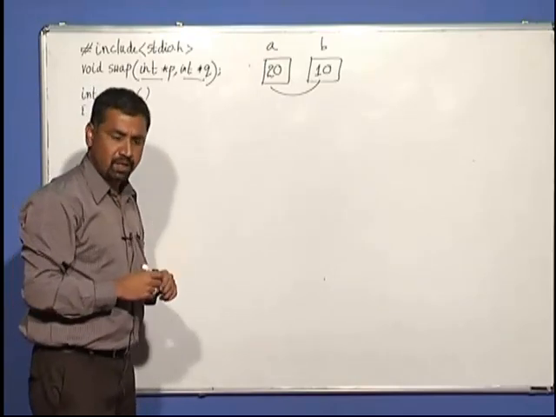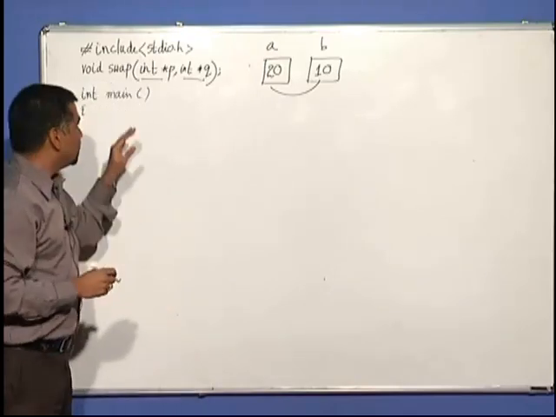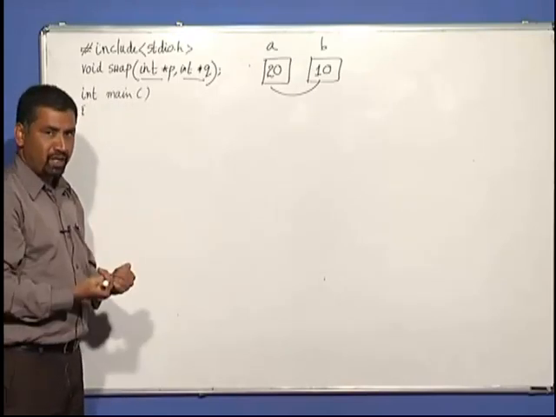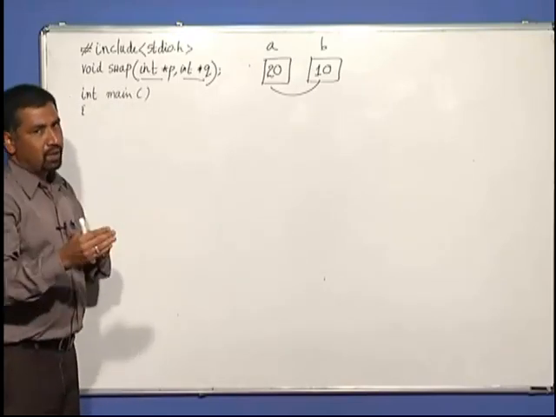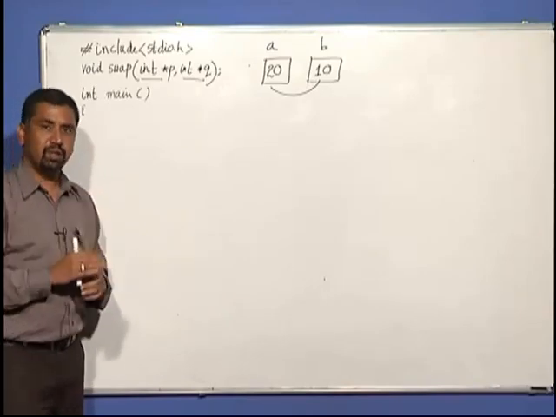So let us quickly see how it is done. In the main function, we will simply put the values in A and B, call the swap function, and the swap function is supposed to do the swapping.